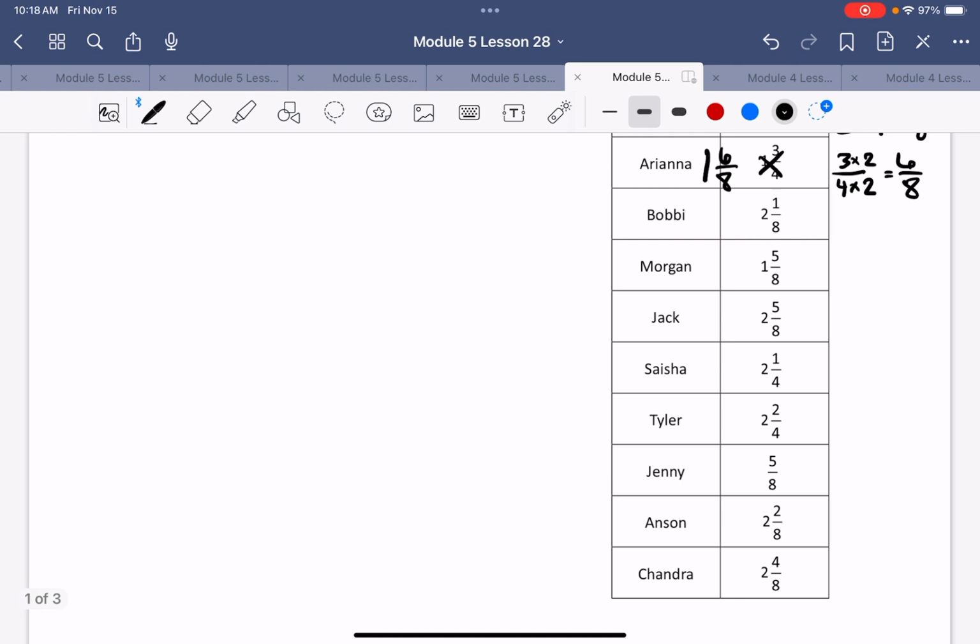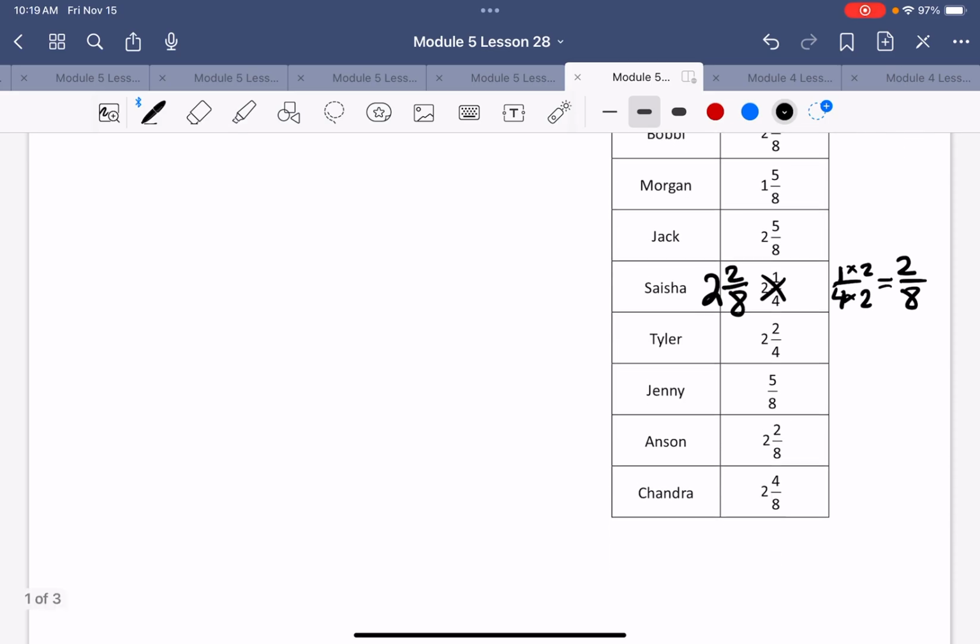So let's look at Sasha. 2 and 1/4. So I need to change my 1/4 so that it equals 8s. So if I times 1/4 by 2, I know I can get to 8. So 1 times 2 is 2. So 1/4 is equal to 2/8. So Sasha now has 2 2/8.